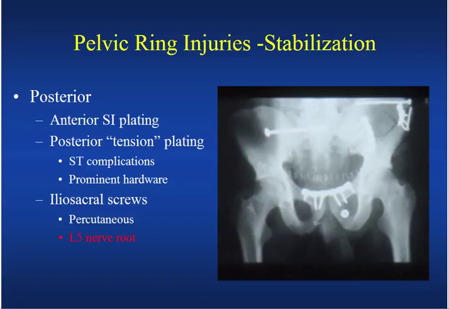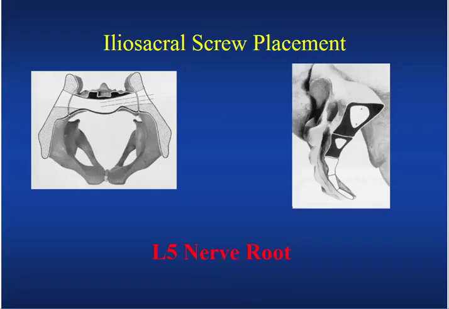Really, the use of iliosacral screws in the last 5 to 10 years has revolutionized our treatment of posterior pelvic ring injuries, because it can be inserted through a minimally invasive percutaneous technique, and is good for both sacral fractures and SI joint dislocations. The one caveat to that is you really need to be aware of potential iatrogenic injury to the L5 nerve root because of its location just anterior to the sacral ala. So that's shown here diagrammatically.